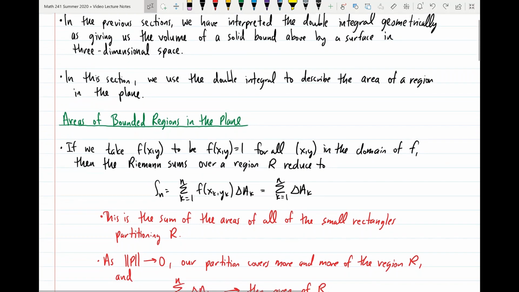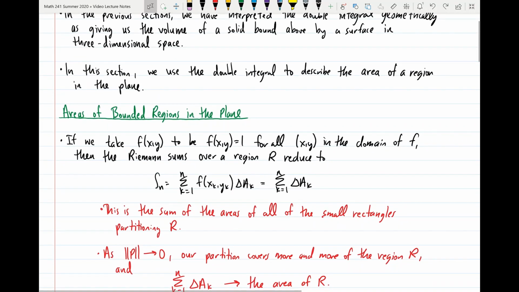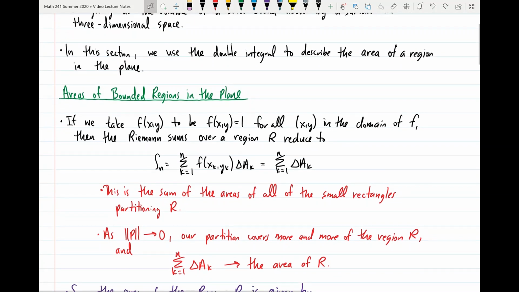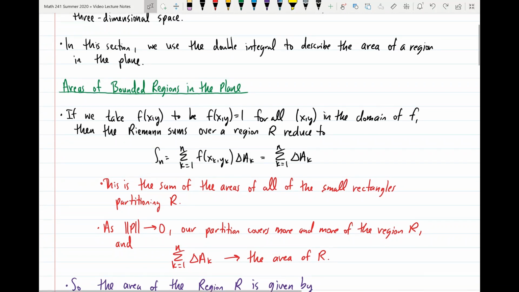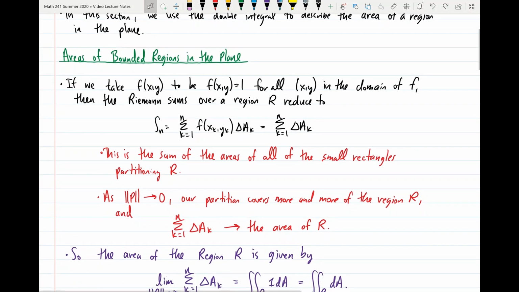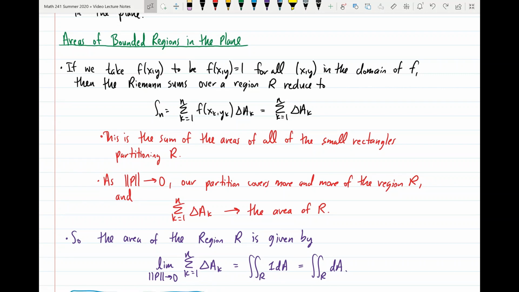So let's move on here to areas of bounded regions in the plane. If we take our function f of x y to be the constant function where f takes all of the points x y inside of its domain and sets them equal to 1, then the Riemann sums over some particular region R that we have in the plane are going to reduce to the sum from k equals 1 to n of the area of each of the k rectangles that are subdividing our region.